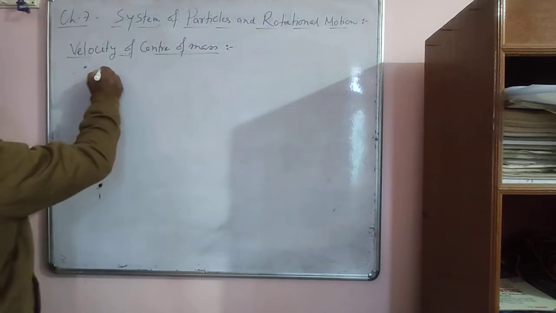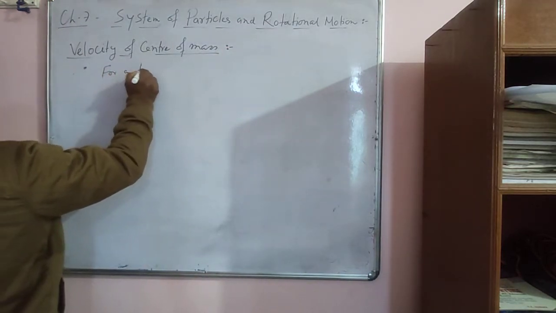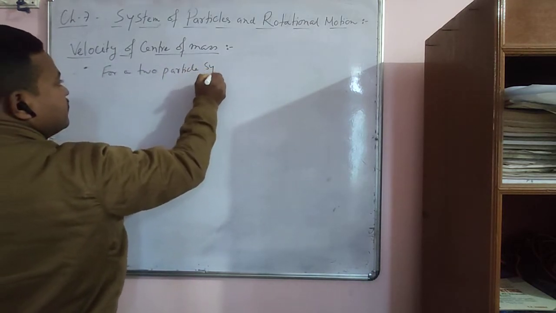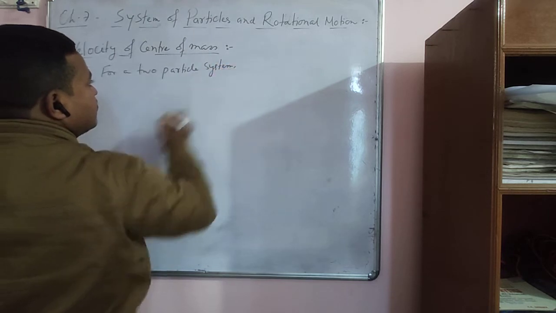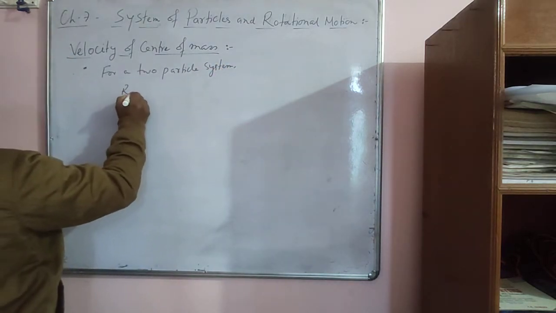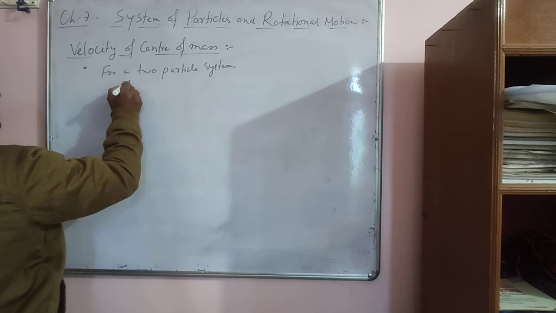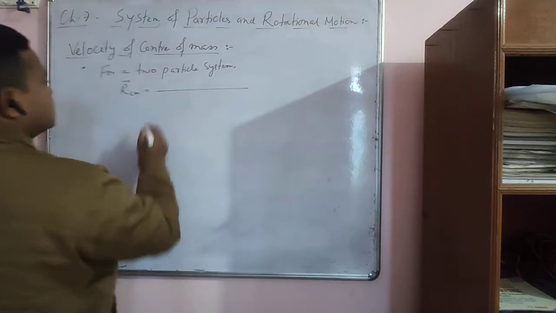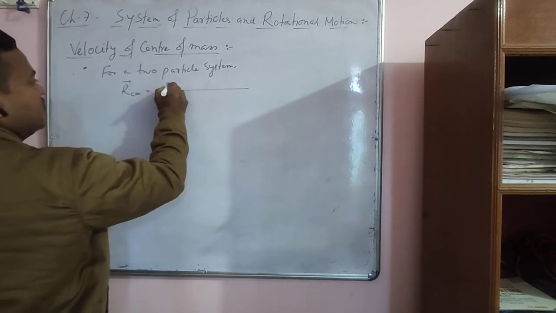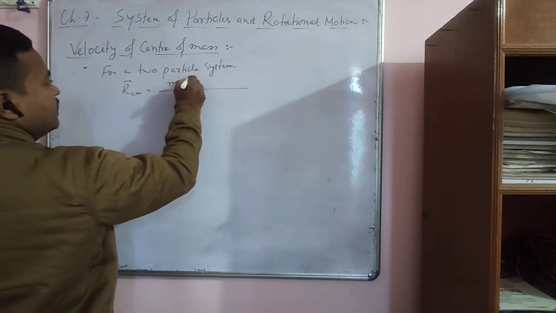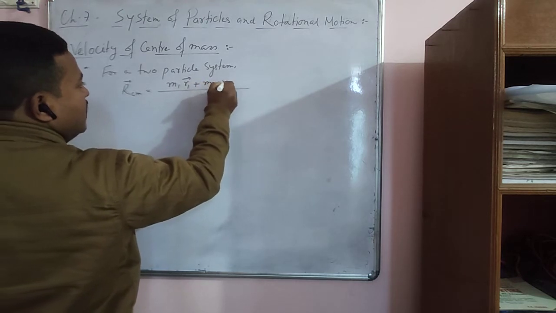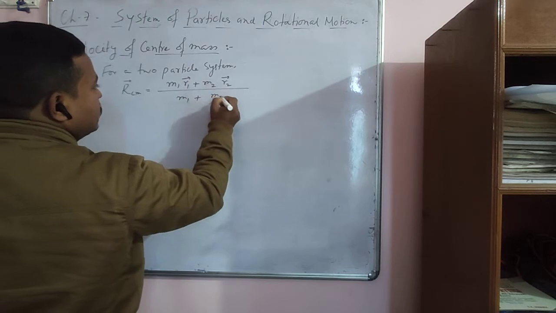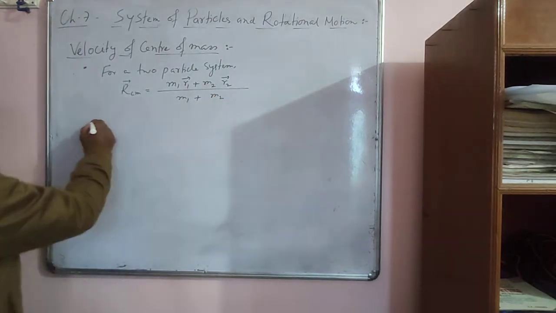Now, for a two-particle system, in the last class I derived the expression for the position vector. The position vector of the center of mass is M1 R1 plus M2 R2 divided by M1 plus M2. Okay, so this is the position vector.